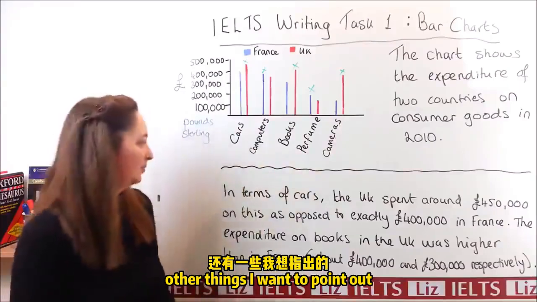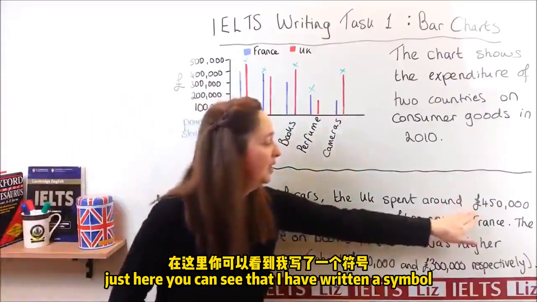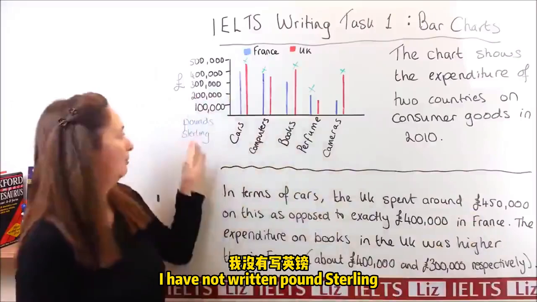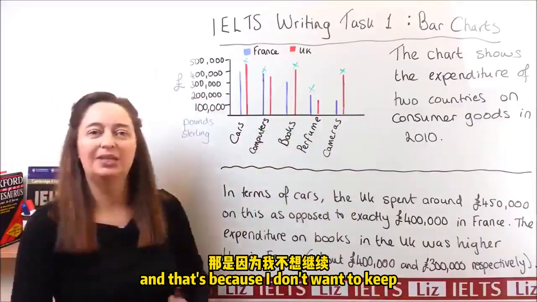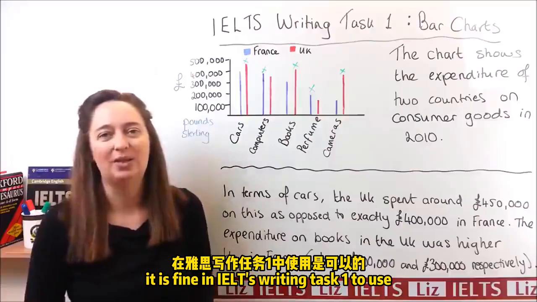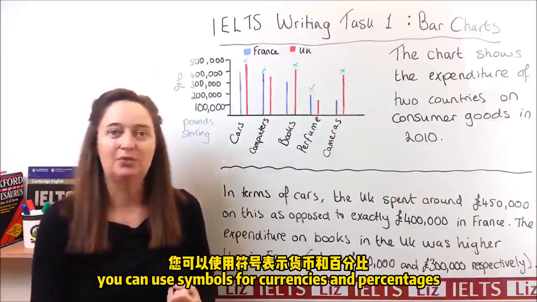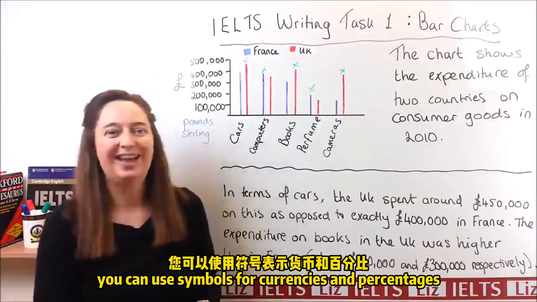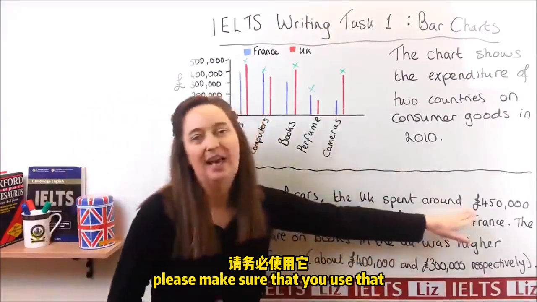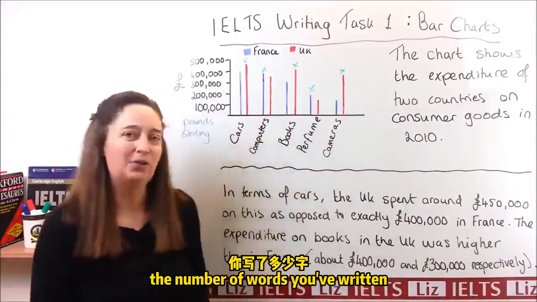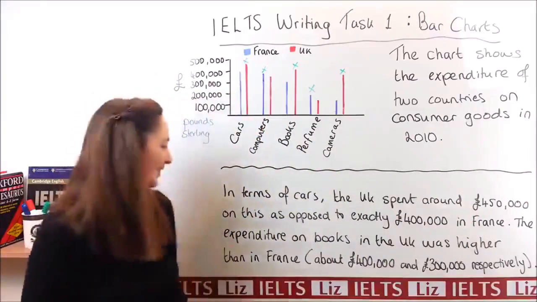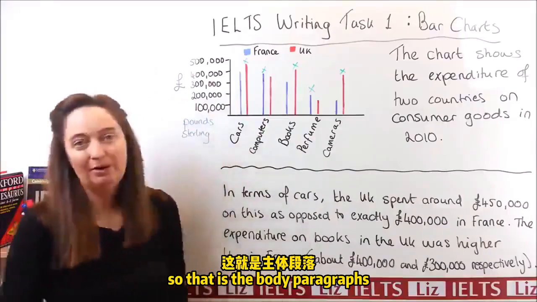Other things I want to point out, and that's here, just here. You can see that I have written a symbol for the pound sign. I have not written pound sterling. And that's because I don't want to keep repeating words all the time. It is fine in IELTS Writing Task 1 to use symbols. You can use symbols for currencies and percentages and many other things. So please make sure that you use that. And when the examiner is counting the number of words you've written, he will take that as one word because it's just a symbol with a number. So that is the body paragraphs.